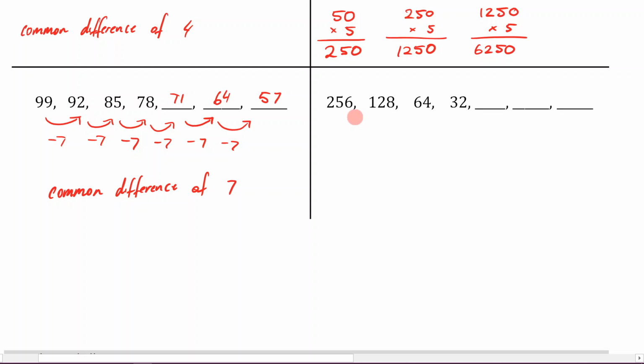So it's 256, 128, 64, 32. When I have big numbers like this, I actually like to start with the smaller ones. The difference between 64 and 32, I know that's dividing by 2. And 128 and 64, I also know that's dividing by 2. So therefore, this is going to be dividing by 2 as well. But can you see how I used the smaller numbers to help me? I didn't start with the big ones. So 32 divided by 2 is 16. Then 16 divided by 2 is 8. And then 8 divided by 2 is 4. So here I have a common ratio of a half.